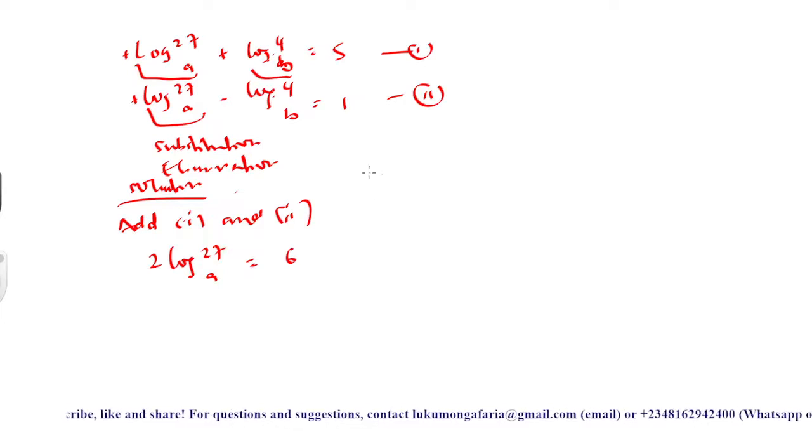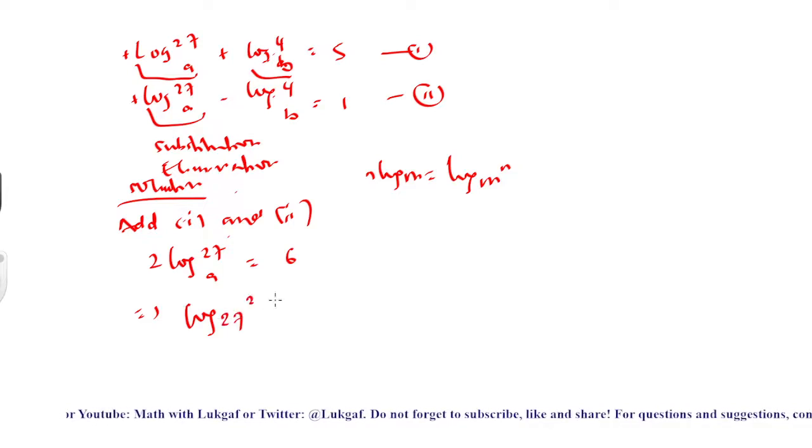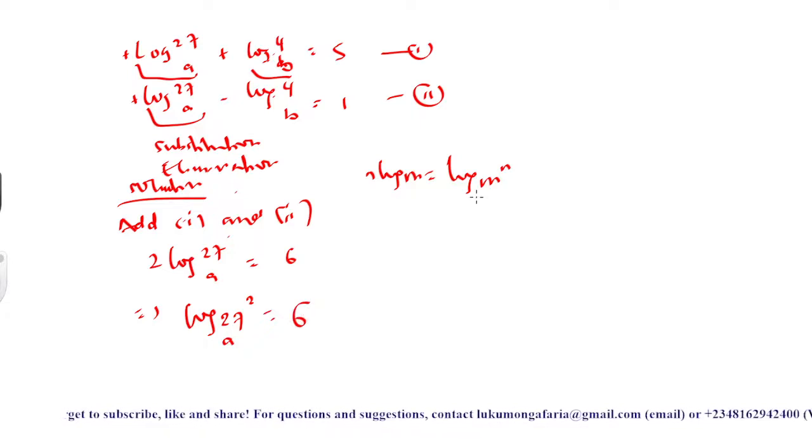You understand? Don't forget one of the laws of logarithm. That is when you have n log m, that is the same thing as what? Log m raised to the power n. Then it means you can bring this guy here. And I'm going to have log 27 squared base a is equal to 6. And you can see that this is a logarithmic equation.